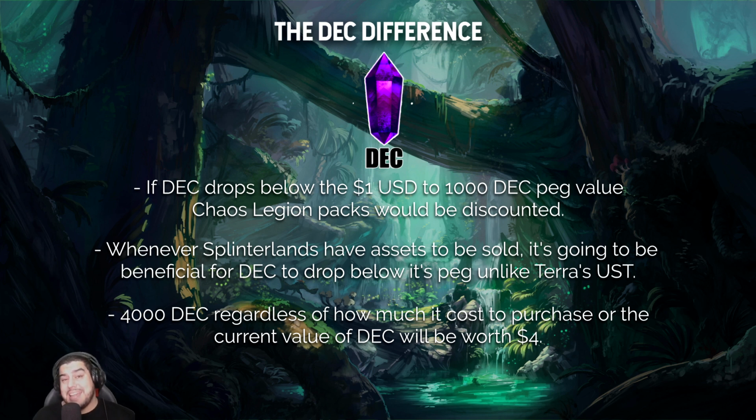As we saw with the Terra ecosystem's death spiral, there is inherent danger with algorithmic stablecoins that are essentially backed by nothing. However, the idea of backing a stablecoin with capital generating assets, like Splinterlands is demonstrating, is not only genius, but it could also be the critical component needed for successful algorithmic stablecoins. And this kind of innovation is one of the many reasons why the play to earn space has such a promising future.